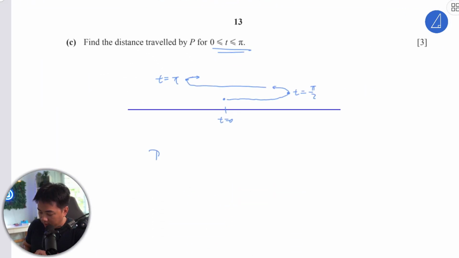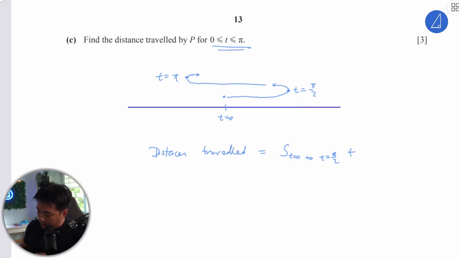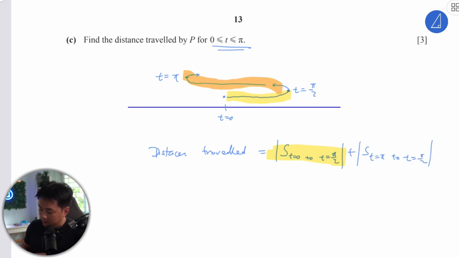So if you want to find the distance traveled, we need to use a modulus function. So from t equals 0 to t equals pi over 2, that's the first one. Then after which we need to add the distance traveled, modulus of the displacement, from t equals pi over 2 to t equals pi. Essentially we take the first distance traveled, add the second one, because displacement is not distance traveled. Just take note of that.